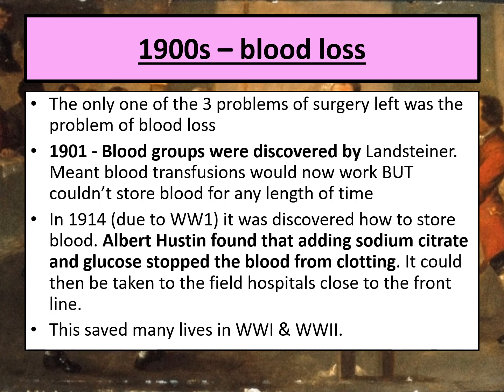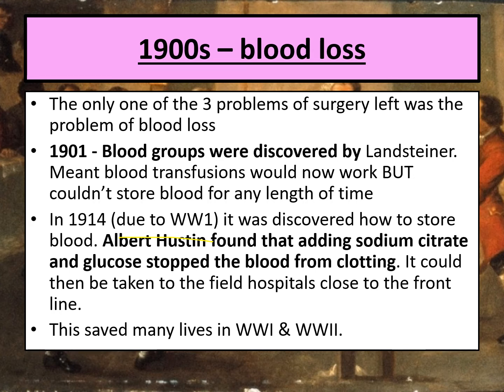So a man called Albert Huston actually found that you could store blood by doing things like adding sodium citrate and glucose to the blood, which would then stop it from clotting for a little while. This then meant that soldiers could be taken from the battlefields to field hospitals close to the front line, and they could be given those life-saving blood transfusions, which helped save so many lives throughout World War One and World War Two.